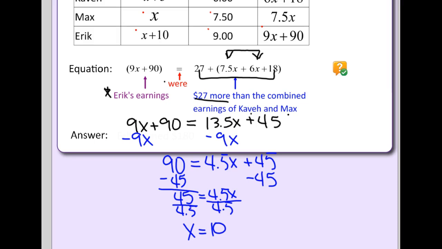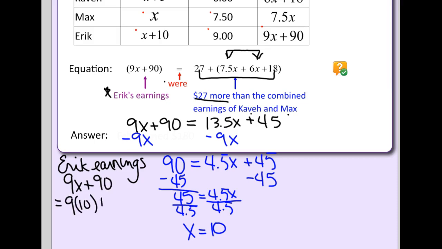Now we found x, but what was the question? Well, the question was, what was Eric's earnings? All right, so we found x. We've got to go back and put that into Eric's earnings. We're back up here, which was 9x plus 90. Well, we now know that x is 10, plus 90. And so what was Eric's earnings? He made $180.